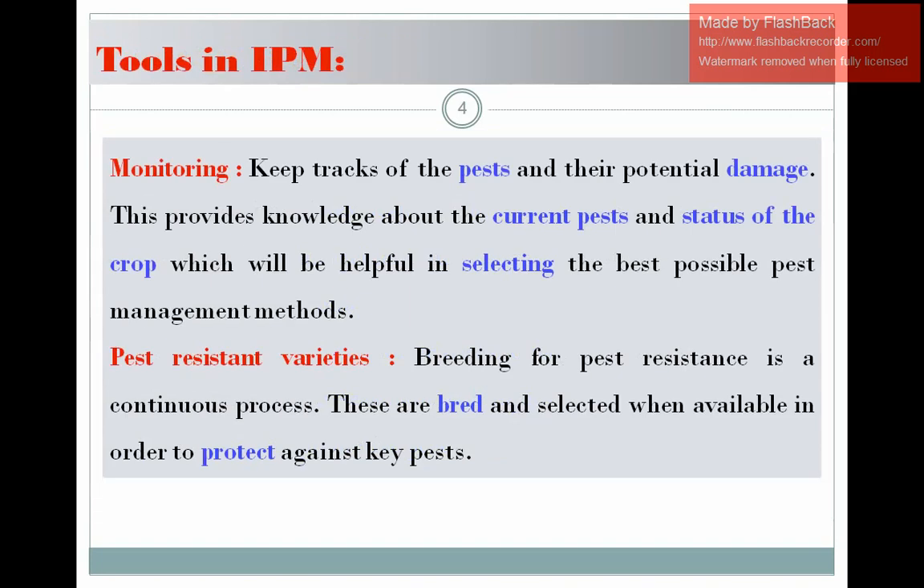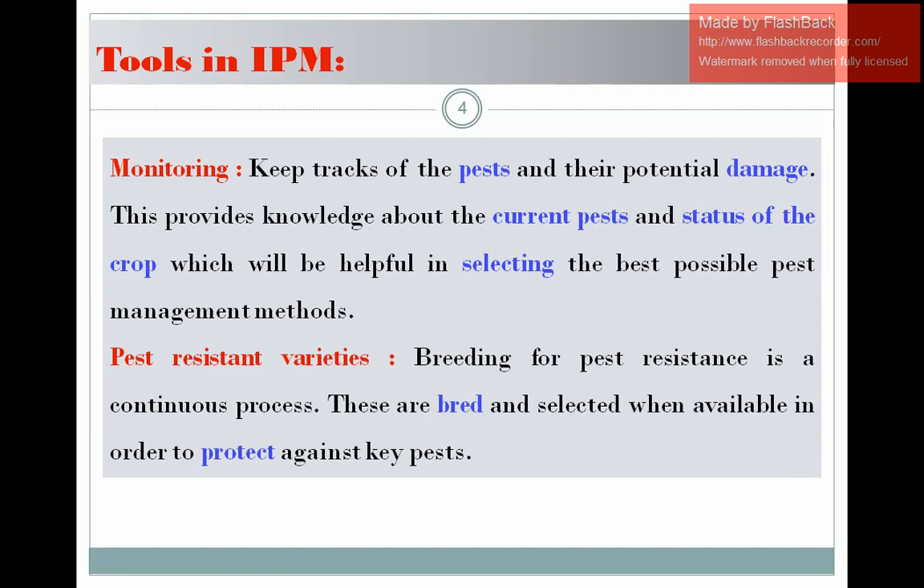After knowing what IPM is, what the aim of IPM is, and what the principles of IPM are, now I am going to talk about the tools used in IPM. The first tool used in IPM is monitoring. In monitoring, we have to observe the pest very closely, mainly how they are causing the damage. From this observation, we have to select the best possible pest management system for that particular crop field.